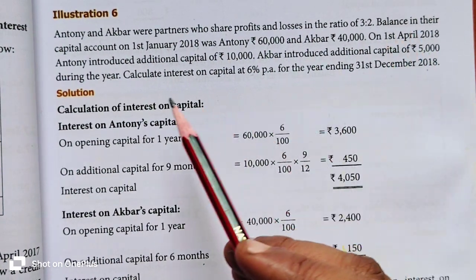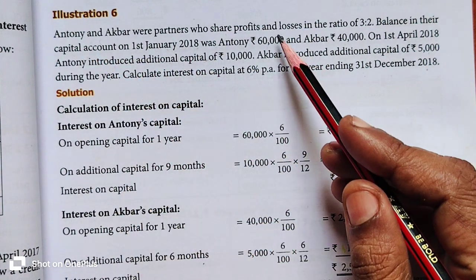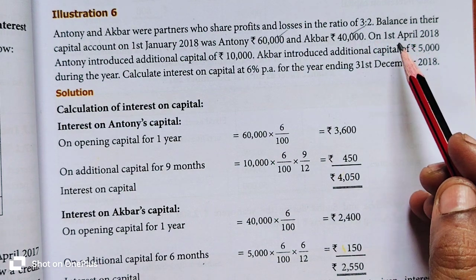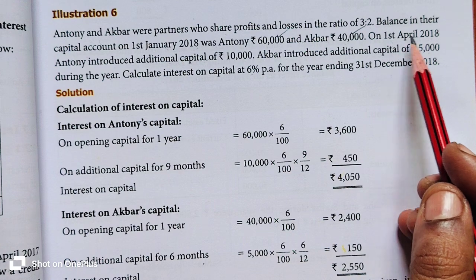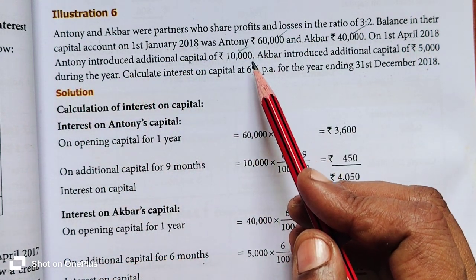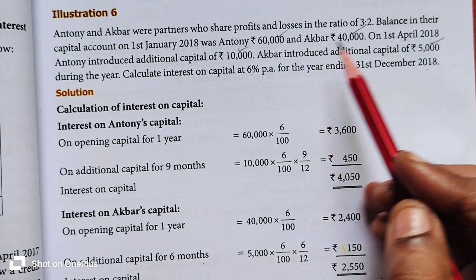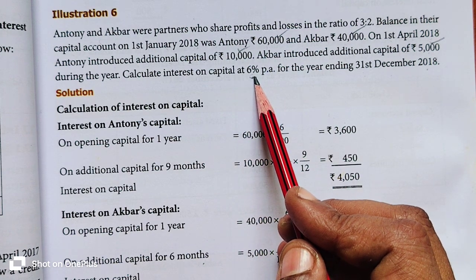So what they given here? They have given Anthony's capital and Akbar's capital. Anthony's capital is 60,000 rupees. Akbar's capital is 40,000 rupees. And then the additional capital introduced 1st April 2018. Anthony introduced additional capital 10,000 rupees. Akbar introduced additional capital 5,000 rupees. Then the rate of interest is 6% per annum is given here.